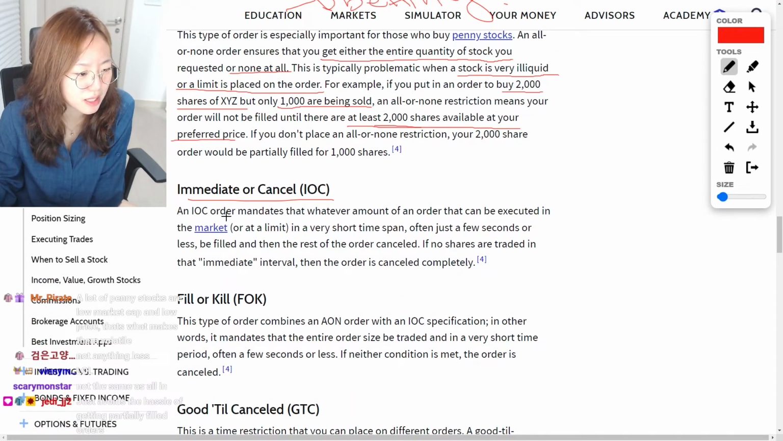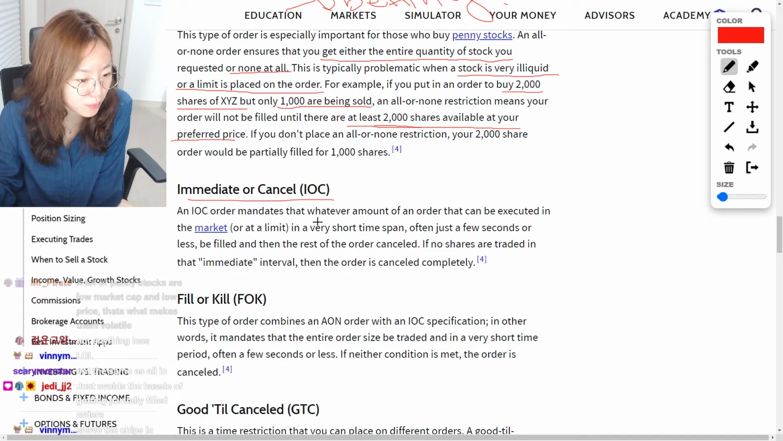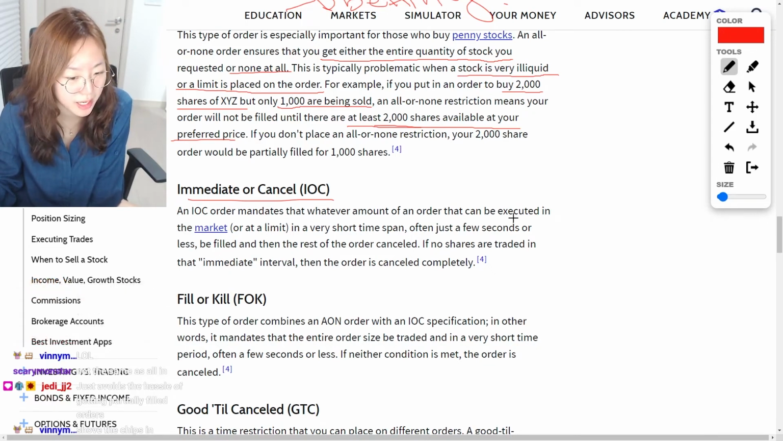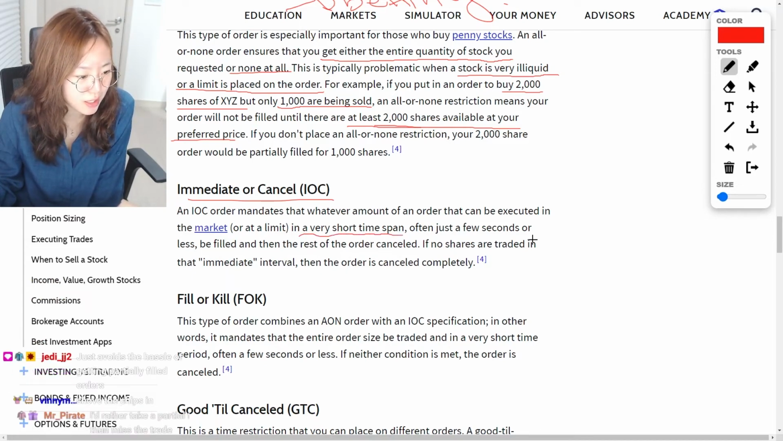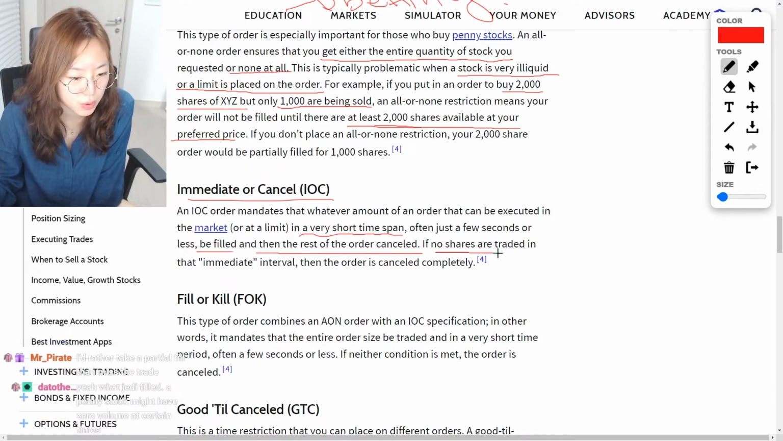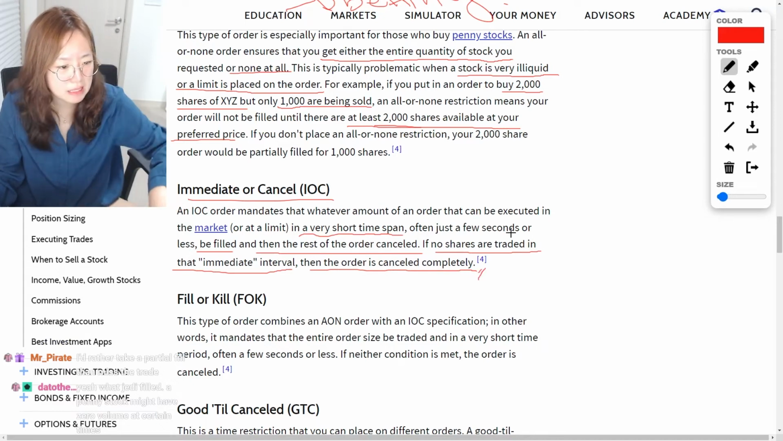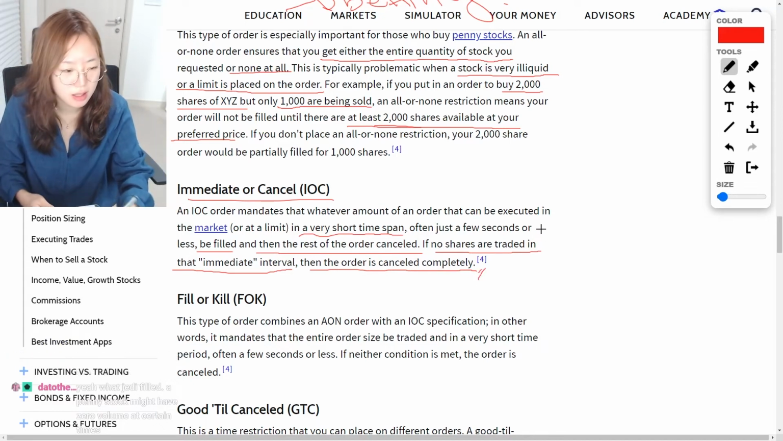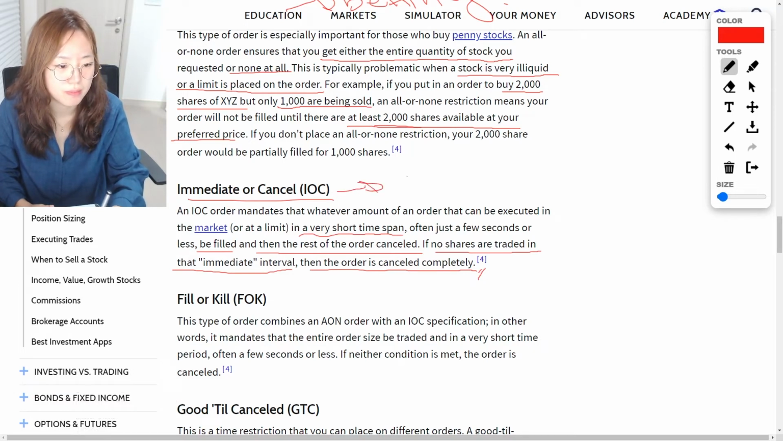And then, immediate or cancel. An IOC order mandates that whatever amount of an order can be executed in the market in a very short time span, often just a few seconds or less, be filled, and then the rest of the order canceled. If no shares are traded in that immediate interval, then the order is canceled completely. So now you can set a time span.